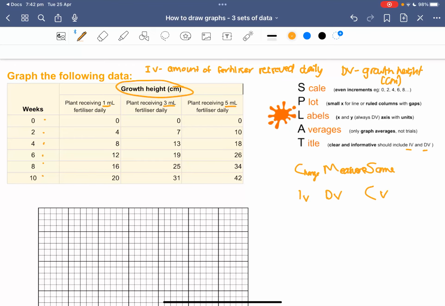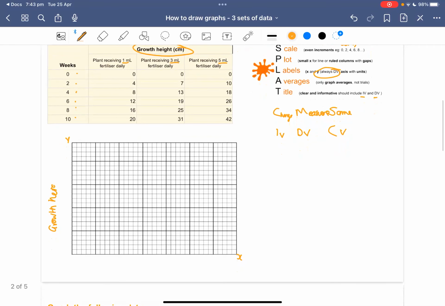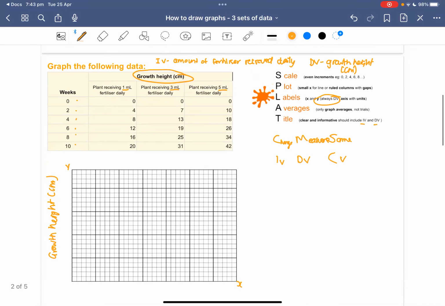So let's have a look at starting to actually draw this graph, now that we know our variables. Let's not forget, we said that the y-axis is always the dependent variable. So this is our y-axis, and this is our x-axis. We know that the y-axis needs to be growth height in centimeters. Now, usually we would say whatever's left over goes on our x-axis, and that was our independent variable. But when we have 3 sets of data, not only do we need something indicating the mils that the plants are receiving, but we also need weeks now.